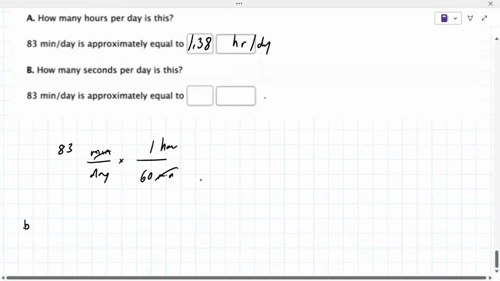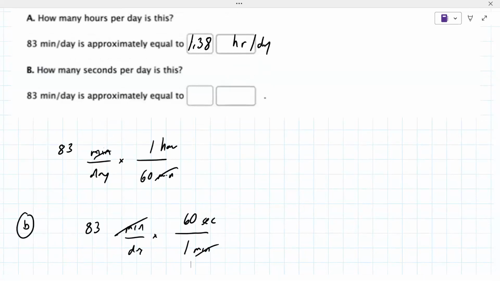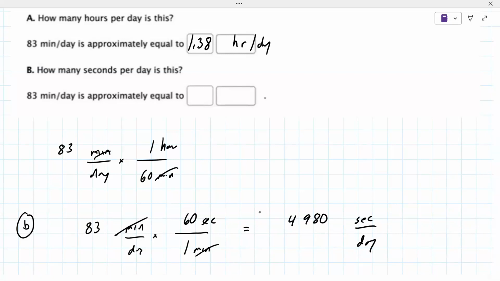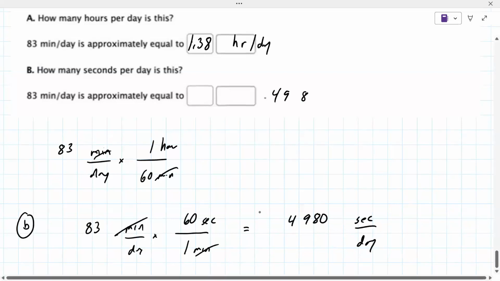So for part B, you still start with the same. You always start with the given quantity, minutes per day. This time, though, we know that in 1 minute, there are 60 seconds. Minutes cancel minutes, and you're just multiplying 83 times 60, which is 4,980 seconds per day. So 1.38 for the first one, 4,980 seconds per day.